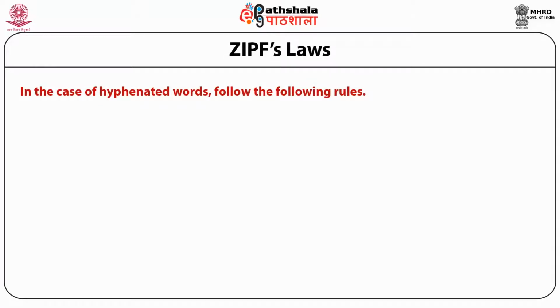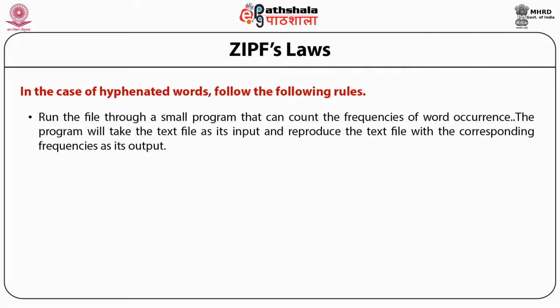Step 12. Run the file through a small program that can count the frequencies of word occurrence. The program will take the text file as its input and reproduce the text file with the corresponding frequencies as its output. Step 13. Convert the file into a table with 3 columns, that is, rank, frequency, and rank into frequency.